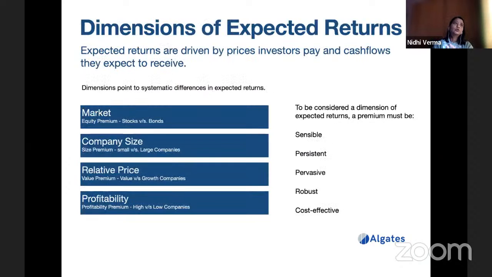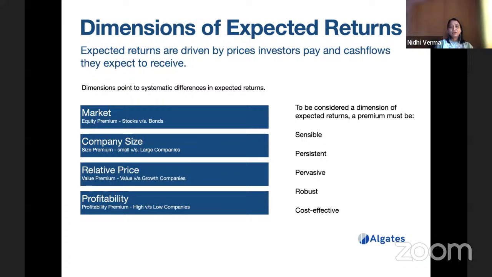So what can we do to get that extra return, if we want? Is it actually possible to get the extra return which is expected when we actively manage our funds? Yes, it is possible. We have to focus on the dimensions of expected returns, the drivers which drive the returns.